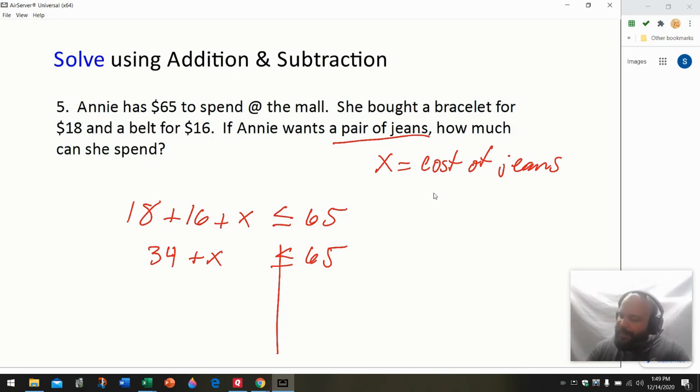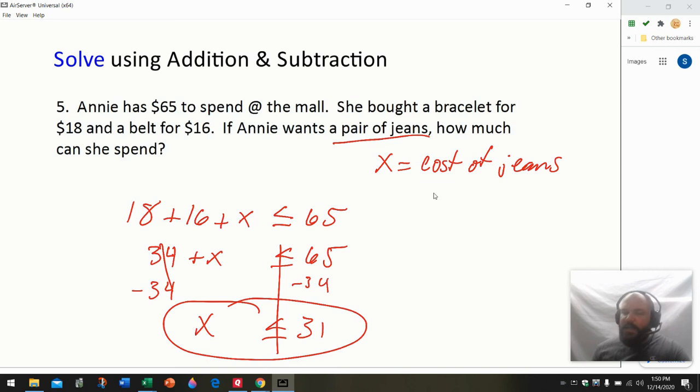From there, we need to get the X by itself, so we're going to subtract 34 from both sides. When we do that, we end up with X is less than or equal to 31. What that tells us is she can spend up to $31 on a pair of jeans.